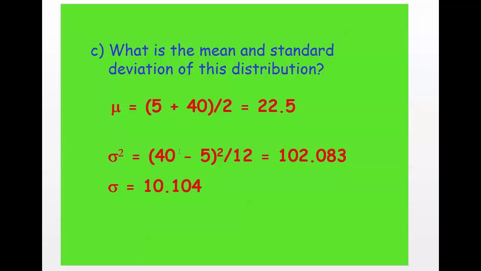plug that into the variance formula. So I get 102.1083, and then if I just take the square root of that, that gives me a standard deviation of about 10 minutes. So there you go.